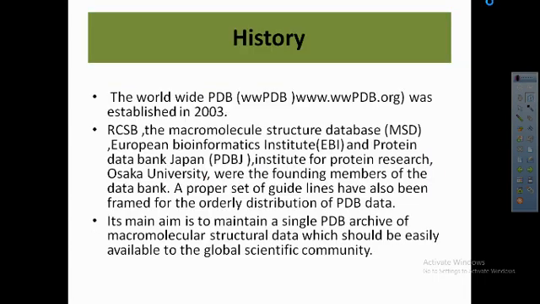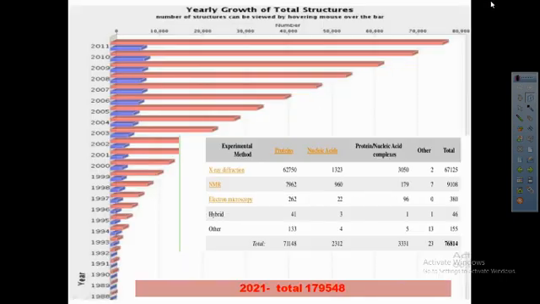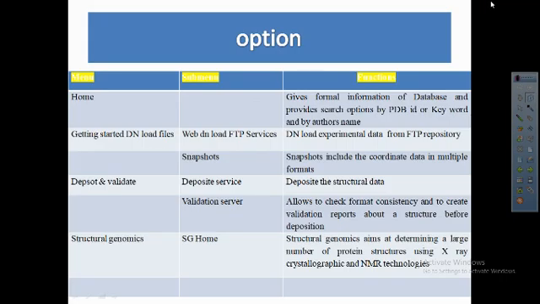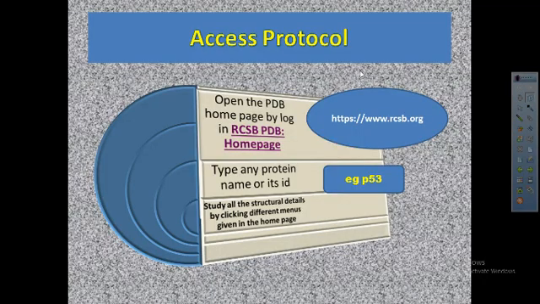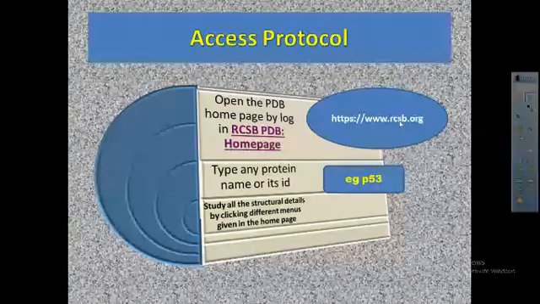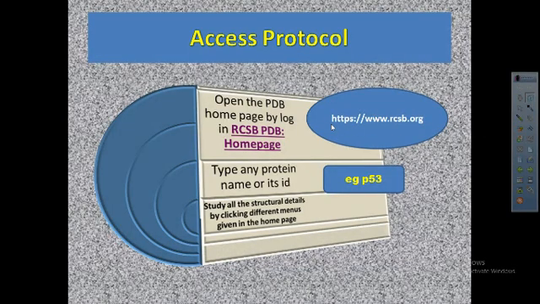So, let us see how this PDB can be searched through the various menu and submenu from the home page. So, how to access this protein through the site www.rcsb.org. But recently, this RCSB has also been modified into worldwide PDB.